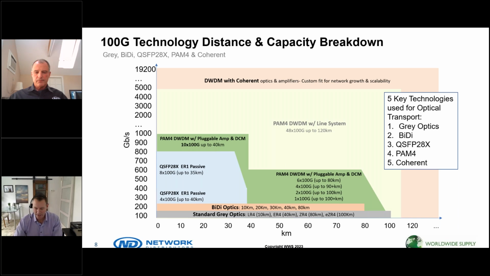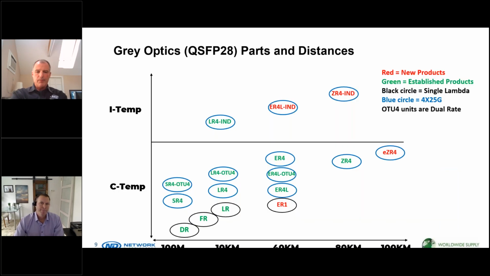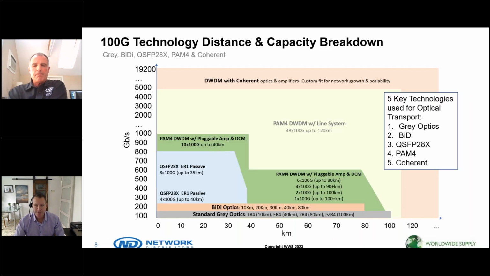And let's start with the grays. Sure. Can you go back to the previous slide there? So yes, talk a little bit more about it? Yep. Okay. This slide shows the distances that you can achieve versus the capacity or the speeds on the left-hand side. If we're starting from the bottom, we're going to talk grays, we're going to go into BiDis, we'll go into QSFP28 ZR, and then we'll go into DWDM coherent from a transponder perspective.